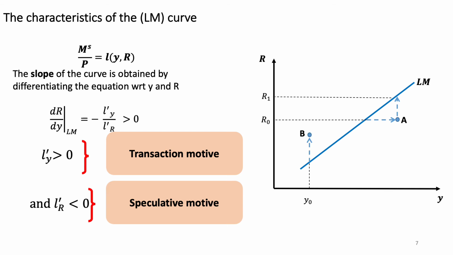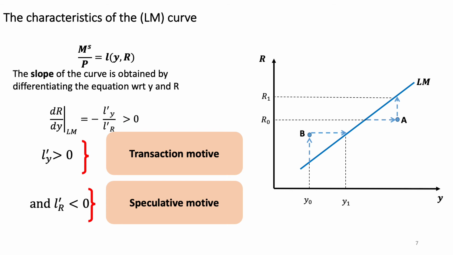We can do the same reasoning, but instead of starting with an increase in y, we can start with an increase in r, the interest rate. So we're now at point B. If r increases, the money demand for speculative motives decreases. To come back to the equilibrium, we need the money demand for transaction motives to increase. And to do that, the income must increase.